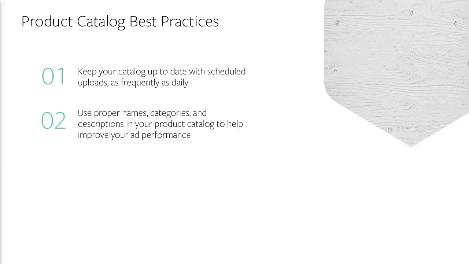The second best practice is to make sure that you're using high-quality information in your product catalogs. Make sure that you're setting proper names, categories, and descriptions for your products. Adding high-quality information to your product catalogs is a very important step in improving your overall ad performance. If you miscategorize your products or if you add a nonsensical description, Facebook will have a harder time predicting performance and delivering better results in your ads.